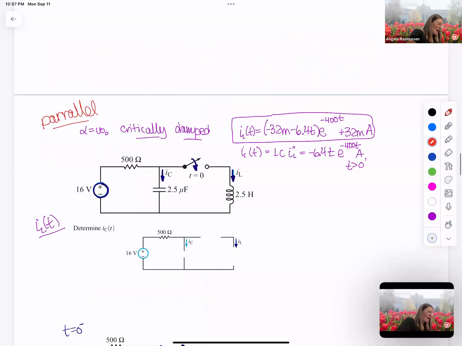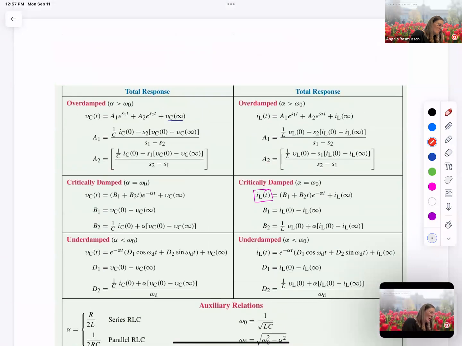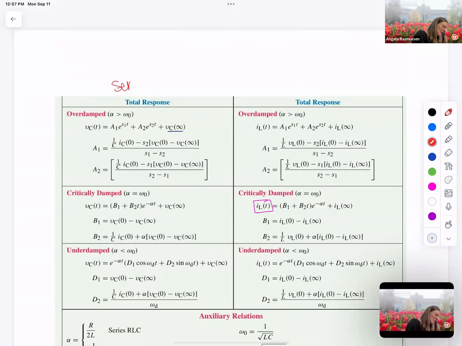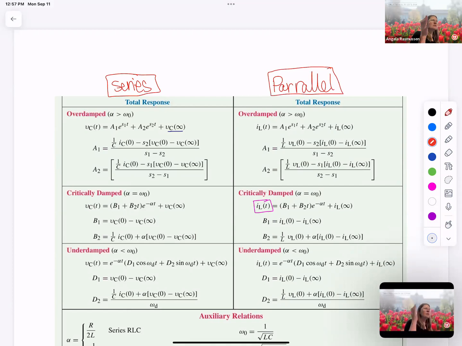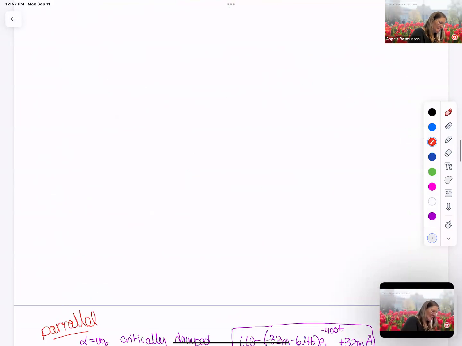So I also had another question. I do want to make sure that you do understand these tables. On the left side is for circuits that are in series. Those are the equations that you can use. And on the right is when you're in parallel. You would use the equations on the right. So just want to make sure you guys are clear on that. So a side note on there.